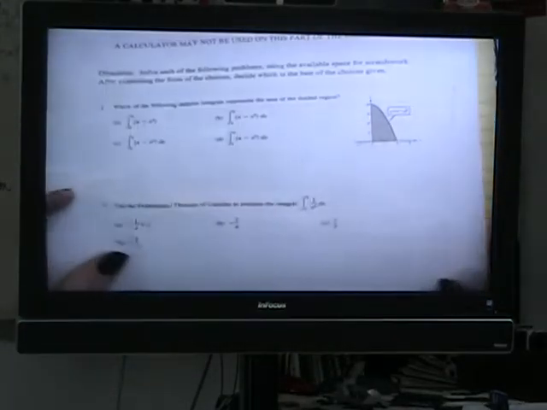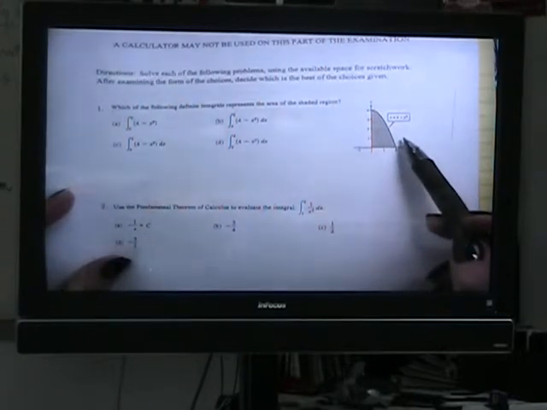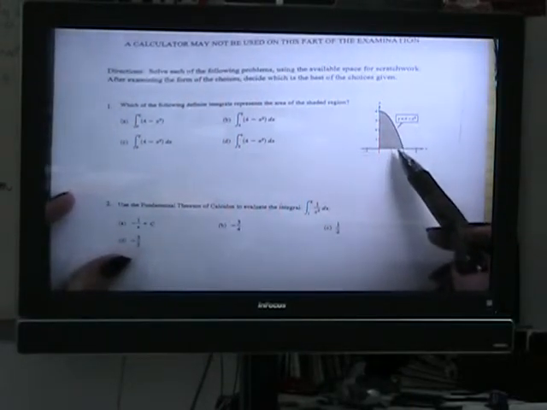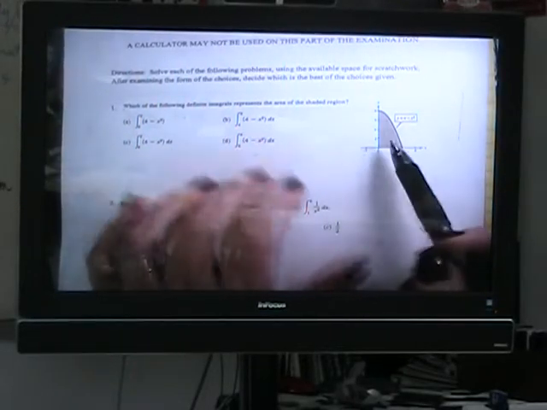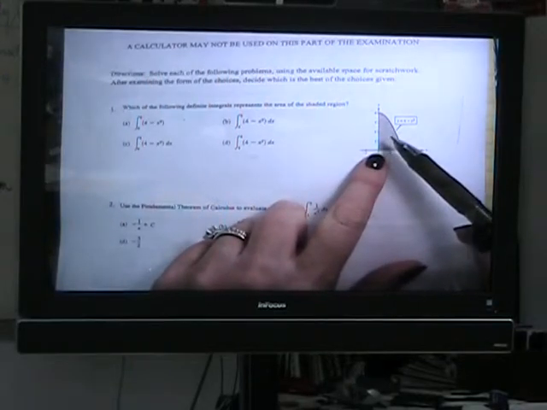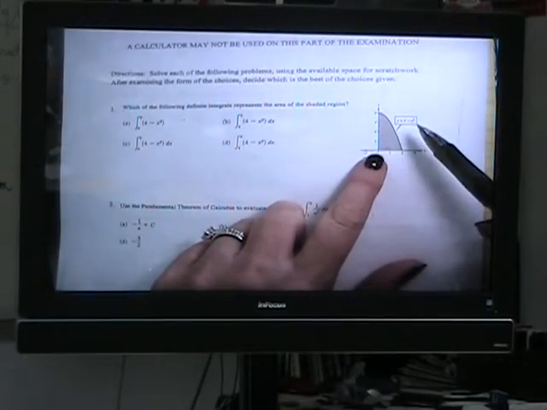So we're going to start with number one. There's really no work to show on number one. So if you missed number one, what I want you to do is just write down number one on your separate sheet of paper. And then the answer to number one should have been C. And the reason is, if you look at the graph, they gave you the function was 4 minus x squared. And they're wanting you to figure out which of these definite integrals represents the area of the shaded region. So we know that the integral should be 4 minus x squared.